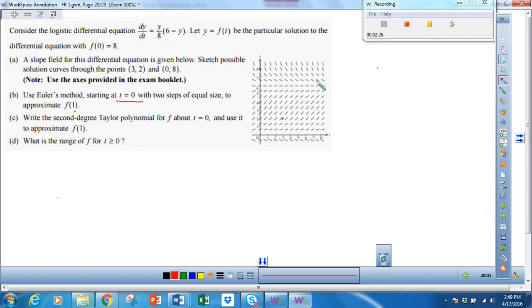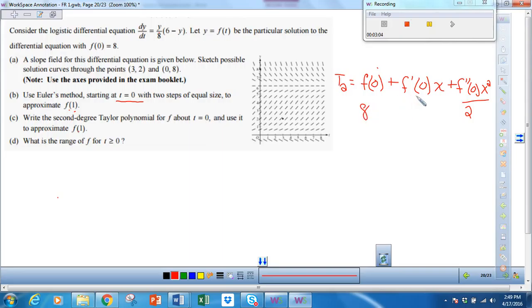Okay, here they want us to write a second degree polynomial. So we have to remember what a second degree Taylor polynomial would be, and we're writing it around t equals 0, and we're using it to approximate f of 1. So writing it at t equals 0 would be f of 0 plus f prime at 0 times x plus f double prime of 0, x squared over 2 factorial. Alrighty, we already know that f of 0 is 8.